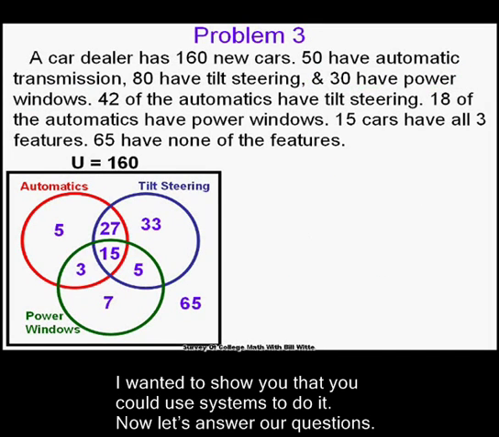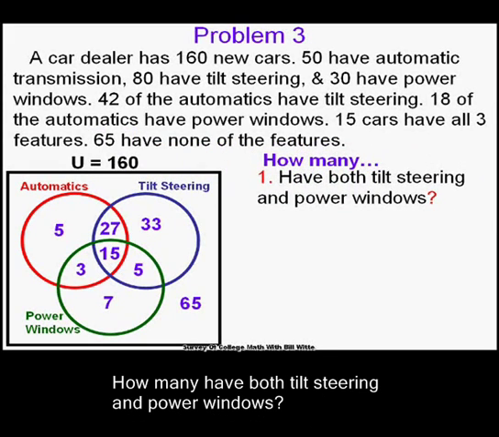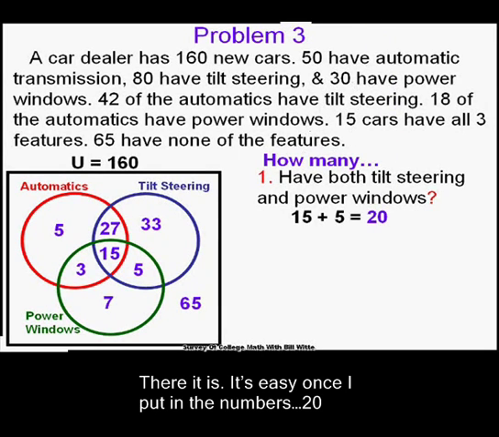Let's get to our questions now. How many have both tilt steering and power windows? There it is. It's right in front of your face once you put in the numbers. 20.